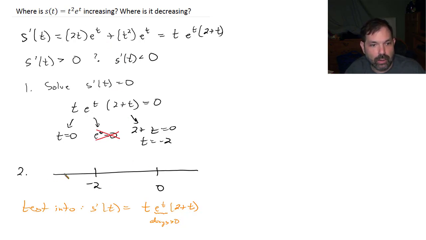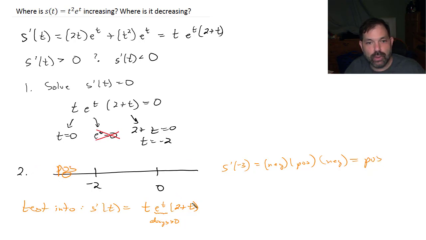So let's test, I don't know, negative 3. So testing negative 3, s prime at negative 3 would be t, negative 3, so that would be a negative. E to the t would be a positive. And then 2 plus negative 3 would be negative 1, which is negative. Negative times a positive times a negative is positive. Positive over the first interval.